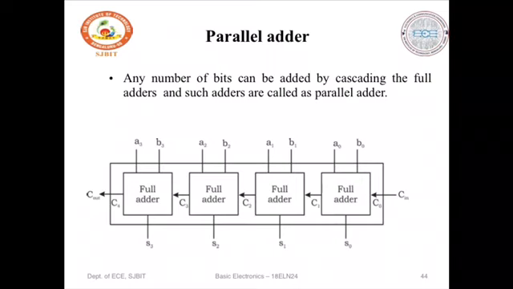Next, continuing this topic, we are moving to the next type of adder, which we call the parallel adder. In the parallel adder, any number of bits can be added by cascading the full adders. For example, if I want to add two 4-bit numbers, we need 4 full adders.